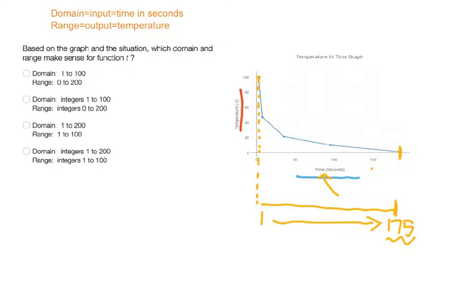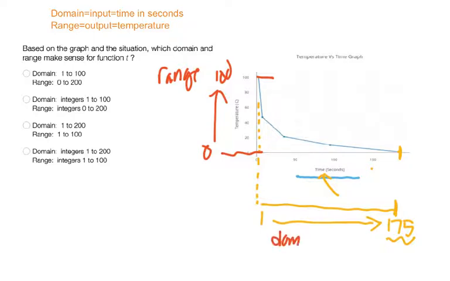So now let's look at the side. I'm going to do this just so I can read this better. All right, so now I'm going to draw a line right there. So where was that at? That was at 100. So this is 100. This is my output. And, oh, take a look. That hit 0. So this is 0. So this is my range. So my range goes from 0 to 100, and my input, my domain, goes from 1 to 175 approximately.